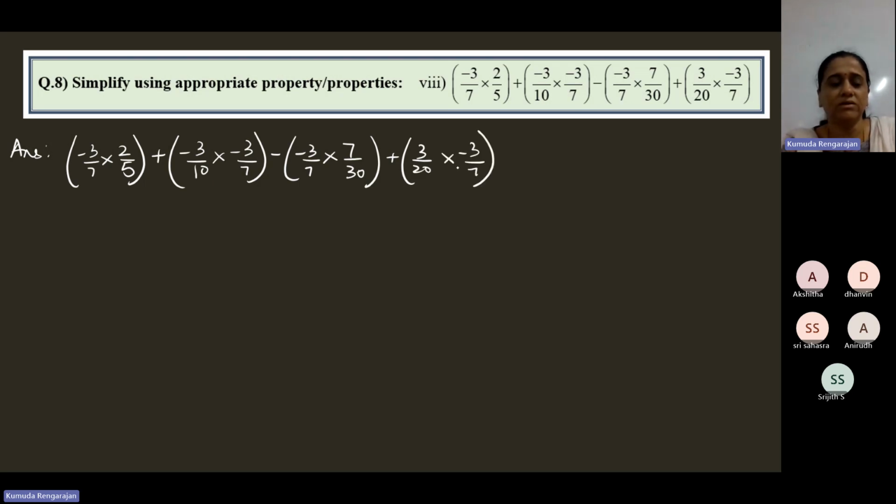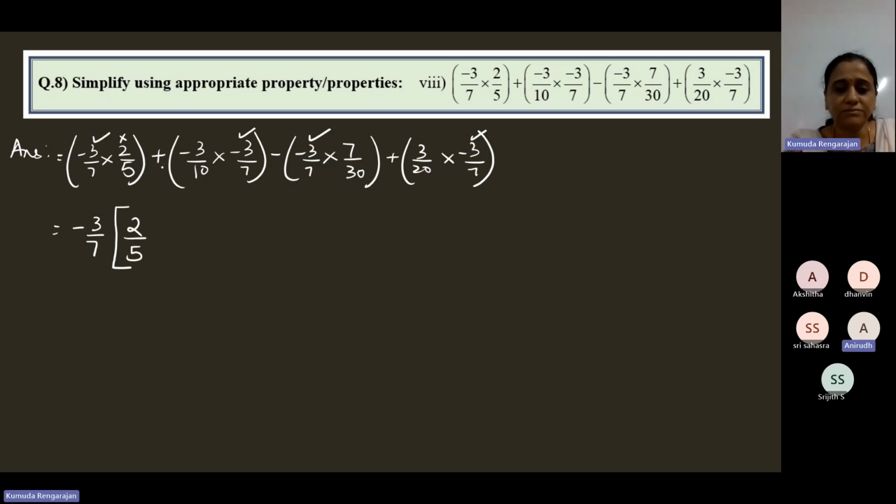So what is common here? I'll write it in the next step. What's common, children? See here. Minus 3 by 7, minus 3 by 7, minus 3 by 7, minus 3 by 7. Everywhere minus 3 by 7 is common. So take out that minus 3 by 7 common. And in the bracket, you must write the remaining numbers, 2 by 5.